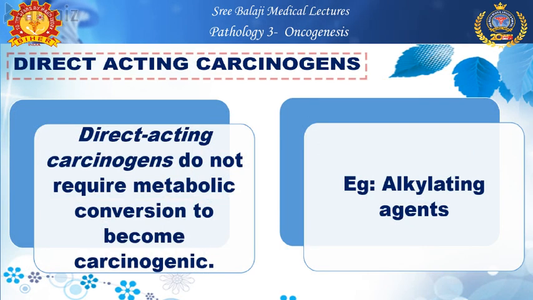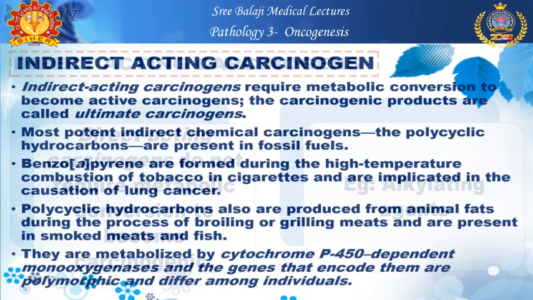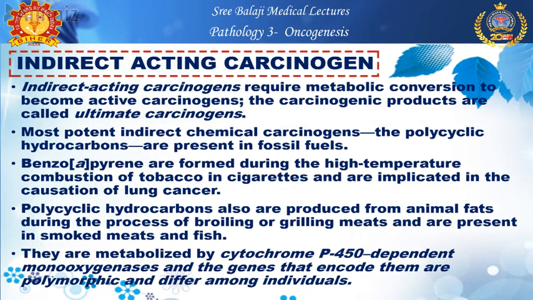So direct acting carcinogens do not require metabolic conversion to become carcinogenic. Example, alkylating agents. Indirect acting carcinogens require metabolic conversion to become active carcinogens. The carcinogenic products are called ultimate carcinogens.